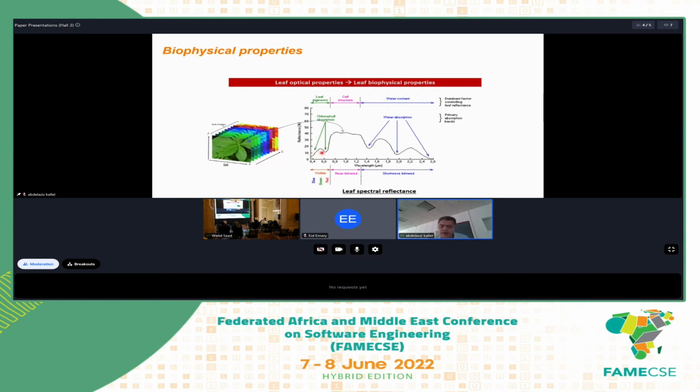It is actually due to the absorption of the pigment, in particular the chlorophyll. In the shortwave infrared, the same thing: we see a decrease of the brightness, which is due to the water absorption. So this means that if we decrease or increase the water content or the chlorophyll content, the spectrum changes. If we have information like this spectrum, it is possible to estimate the biophysical property of the leaf.